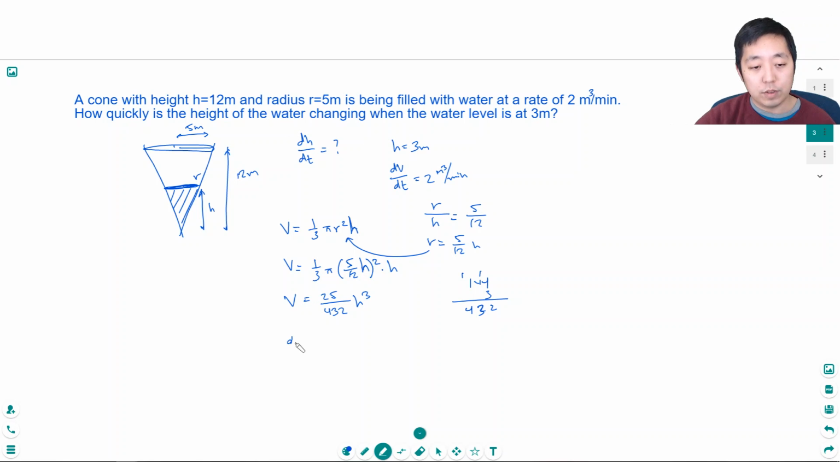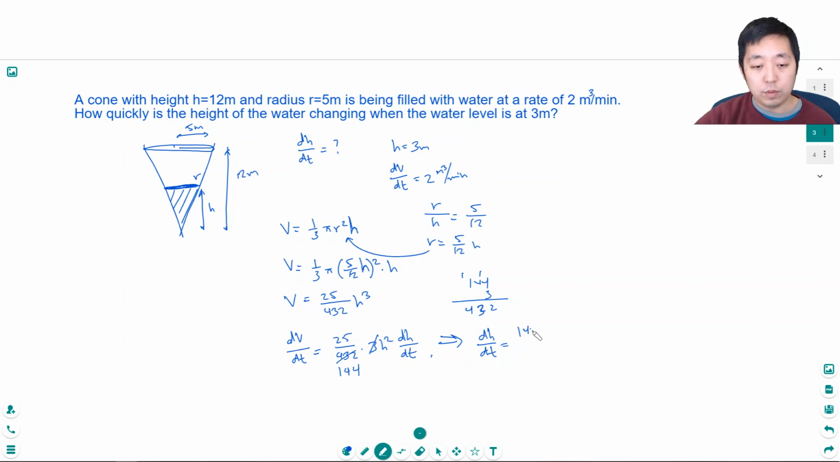So I want to find dV/dt, which is equal to 25 over 432 times 3h squared. But because this is not t, I have to multiply by the derivative of h by chain rule. This 3 will cancel with this, and it'll be 25 over 144. I know h is 3 and I know dV/dt, so I can solve for dh/dt from this equation.